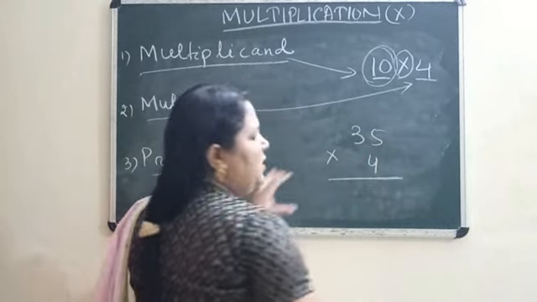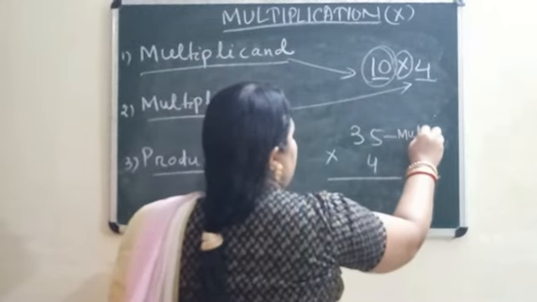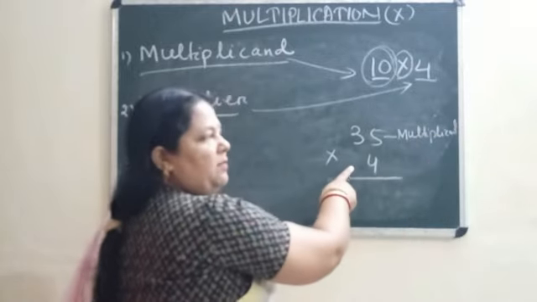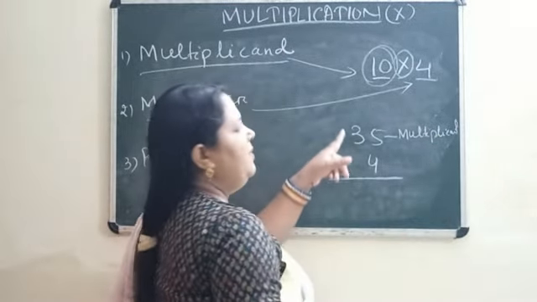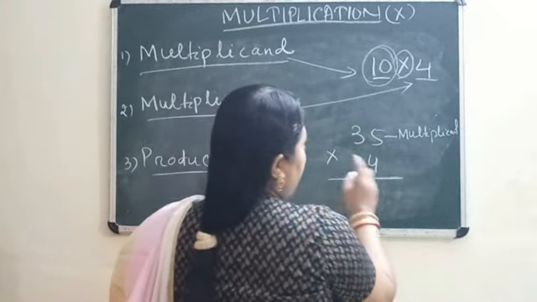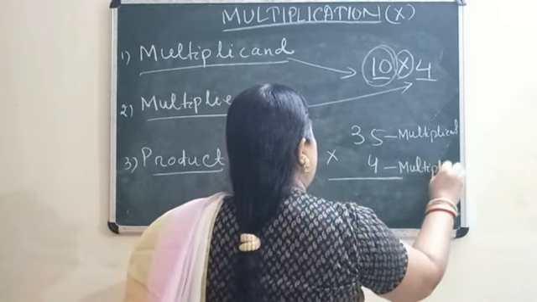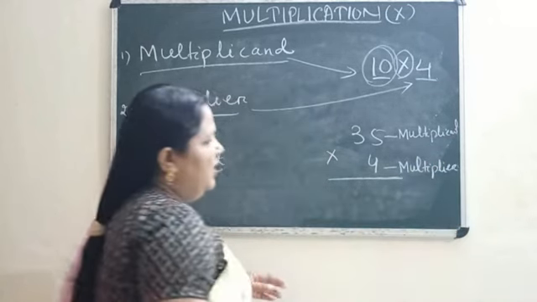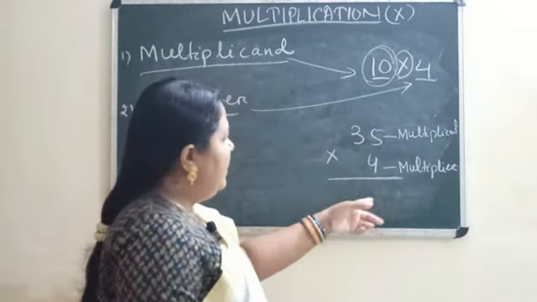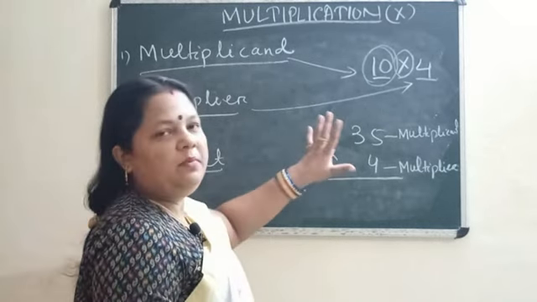This number we have taken to multiply. So this is your multiplicand, and by which are you multiplying? We are multiplying 35 by 4. So the number by which you are multiplying is called the multiplier. And after multiplication, whatever answer you get is called your product. So let's discuss how to multiply.